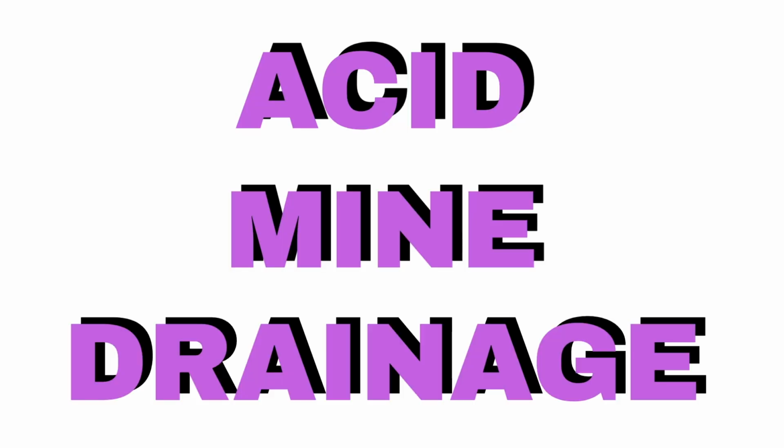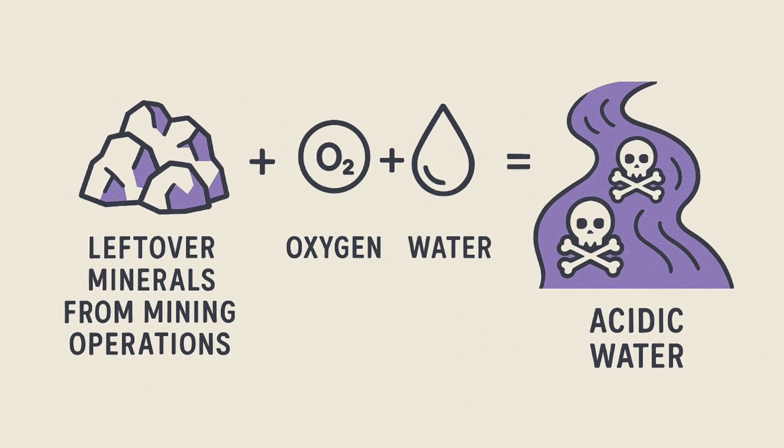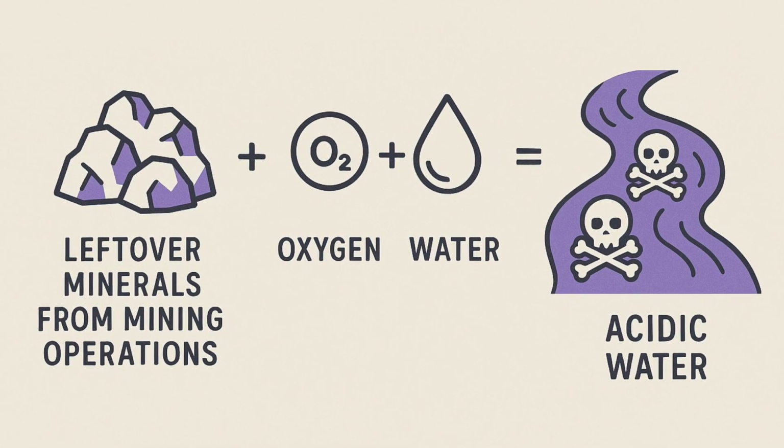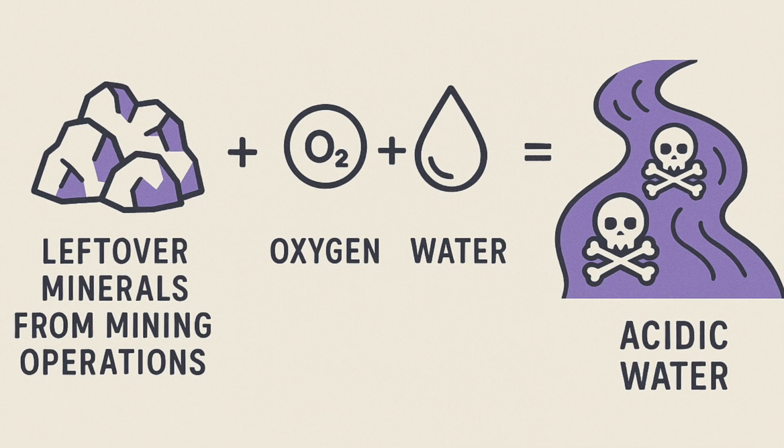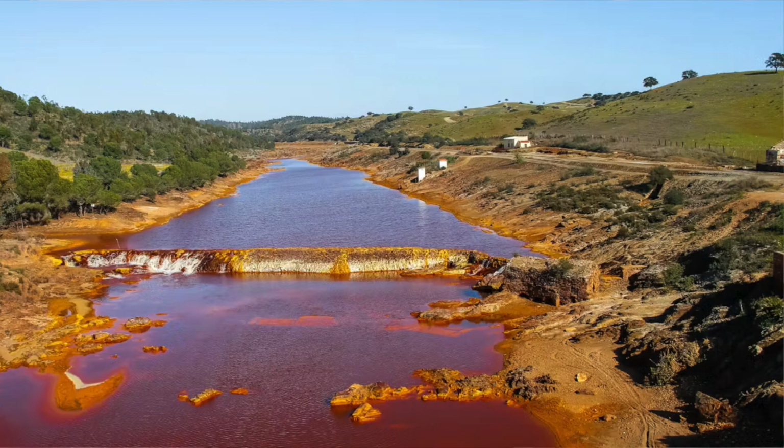Acid mine drainage occurs when leftover minerals from mining operations react with oxygen and water, creating highly acidic contaminated water. This runoff, rich with heavy metals, flows through our environment, polluting surrounding ecosystems and threatening public health, especially underserved and marginalized communities.